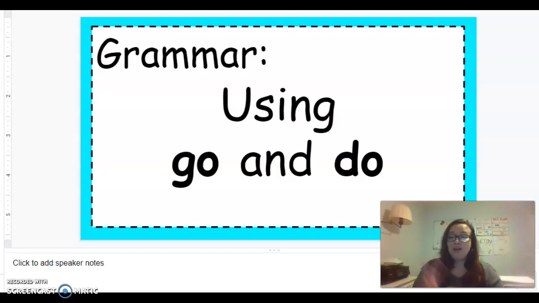This week we're going to be working on 2 more action verbs. Now, we're going to be using the words go and do. Now, when do we use go and do? We use go when we're talking about going somewhere, right? If you're physically moving and you're going to a different place.